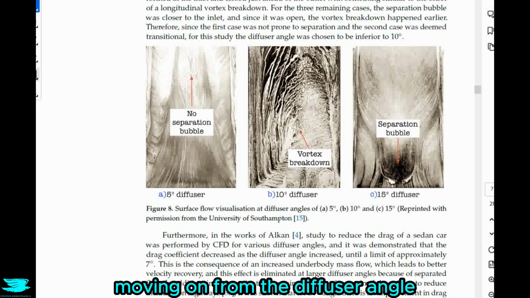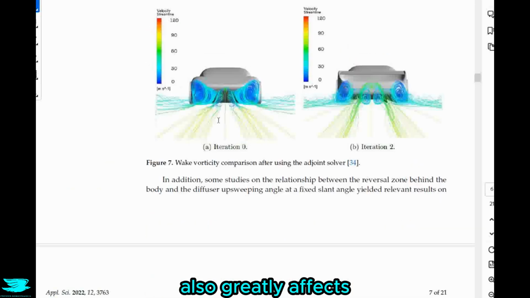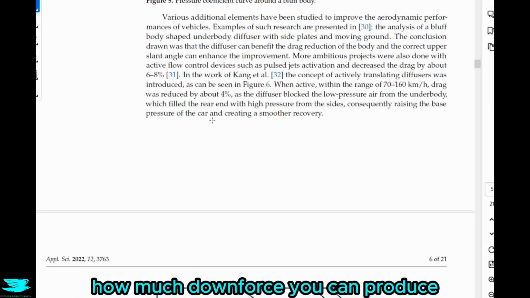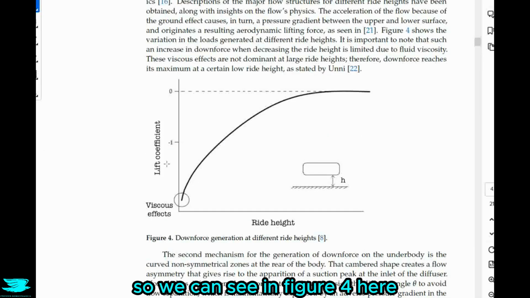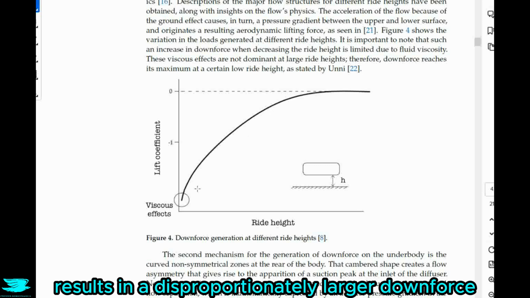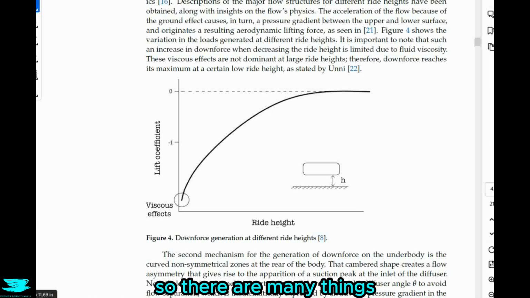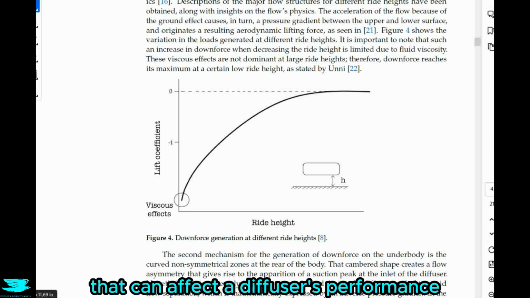Moving on from the diffuser angle, the height of the car off the ground also greatly affects how much downforce you can produce, and also how important the diffuser will be as well. So we can see in figure 4 here that getting closer and closer to the ground results in a disproportionately larger downforce. So there are many things that can affect a diffuser's performance.